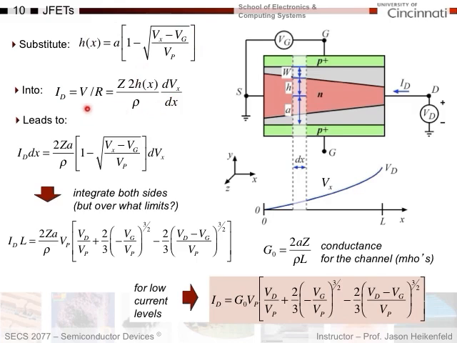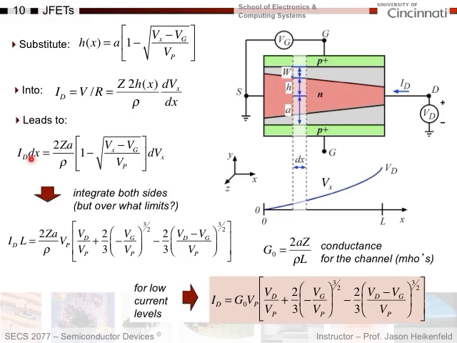I'll take my dx to the other side, and then I have I dx equal to all this stuff, now that H is in there, dVx. And so what you can see, this is a simple first order differential equation. If I integrate both sides, I could then get the solution for this. But the question is, over what limits should I integrate this? Well, it's easy. Just look at your device. Just apply common sense.